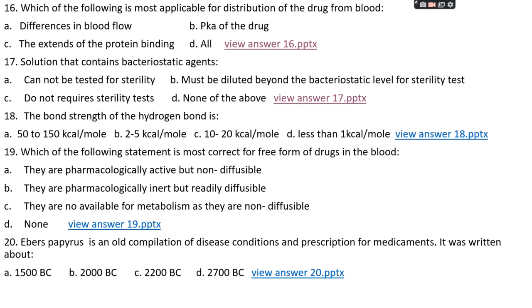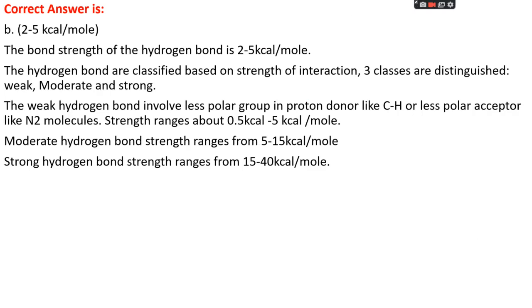Question number 18. The bond strength of the hydrogen bond is: Option A, 50 to 150 kcal per mole; Option B, 2 to 5 kcal per mole; Option C, 10 to 20 kcal per mole; or Option D, less than 1 kcal per mole. The right answer is option B, that is, 2 to 5 kcal per mole. The bond strength of the hydrogen bond is 2 to 5 kcal per mole.